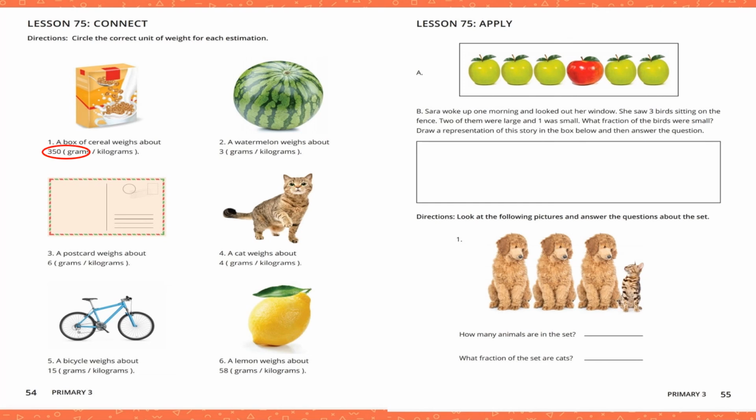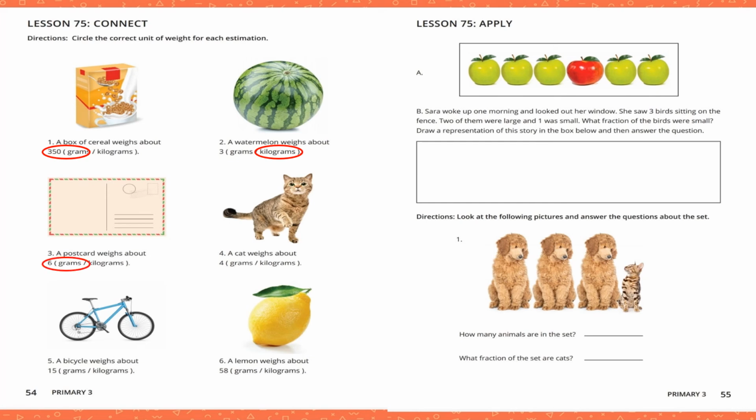Grams. Number 2, a watermelon weighs 3 grams or 3 kilograms. Is it heavy or light? It's heavy, so it's kilograms. A postcard weighs about 6 grams or kilograms. It's light, so it's 6 grams.